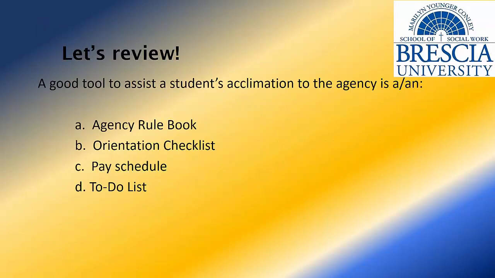Now that we've finished the informative section of Module 4, let's review what we've learned. A good tool to assist a student's acclimation to the agency is A. Agency Rulebook, B. Orientation Checklist, C. Pay Schedule, or D. To-do list. If you answered B, orientation checklist, you are correct.